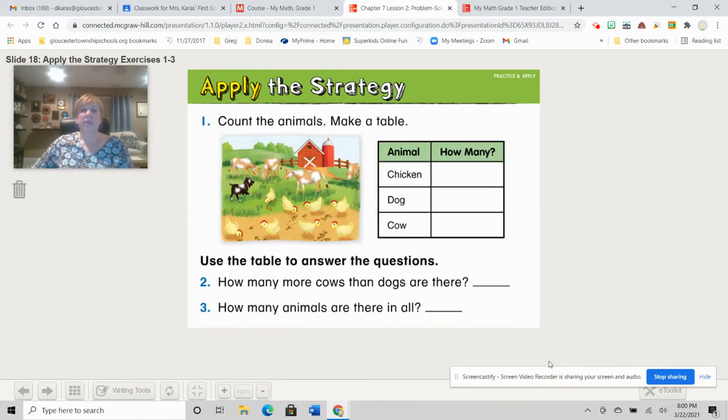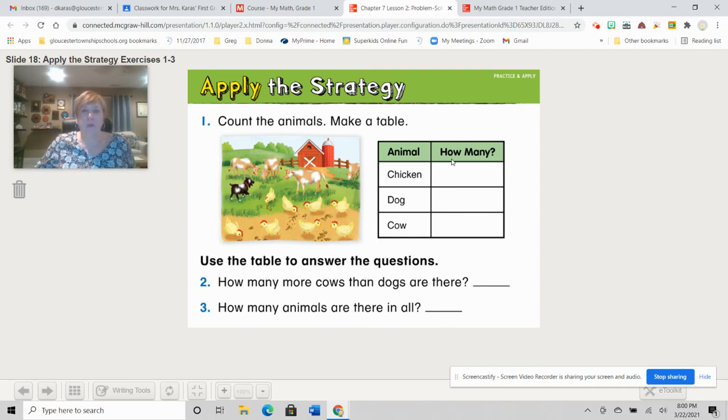Okay, now we're going to apply it. So what I would like you to do, I'm going to explain it to you, then you're going to pause and complete this table and the questions and then come back and check it. They would like you to count the animals and make a table. Now the animals are chicken, dog, and cow, and they want to know how many are of each. Now my suggestion to you, and I know you can see these pretty clearly, but as you count, make a little mark so you know you won't count it again. Okay?